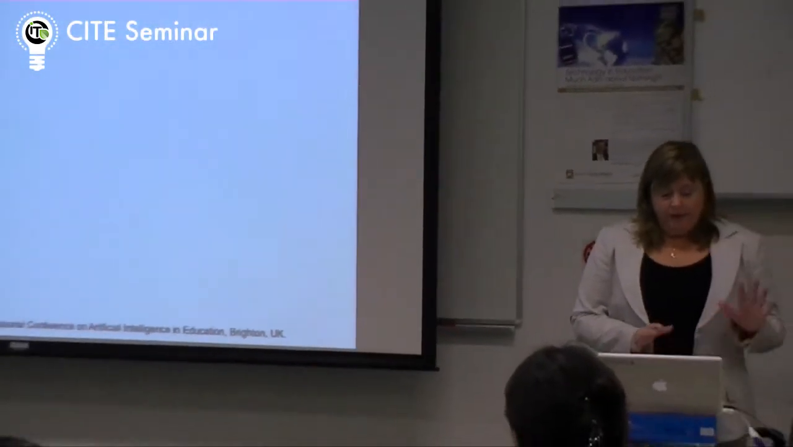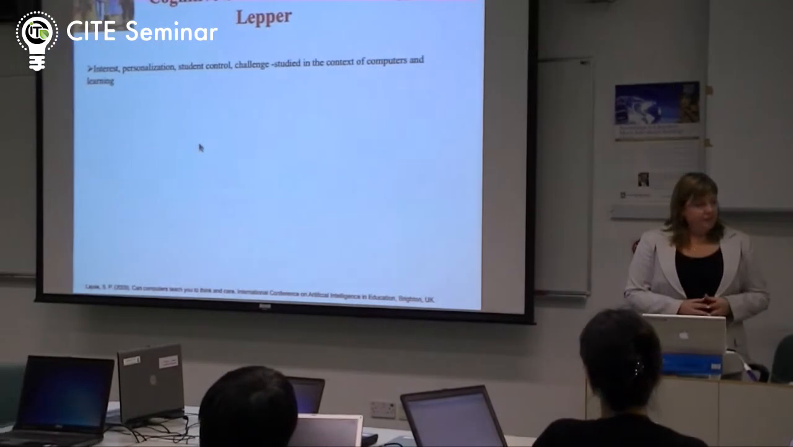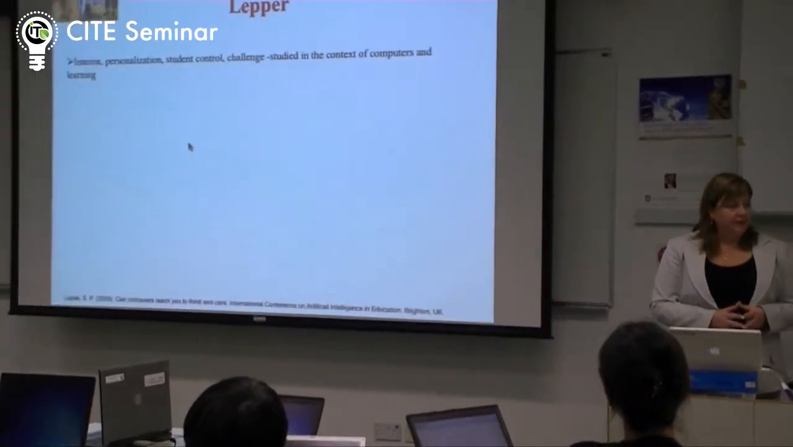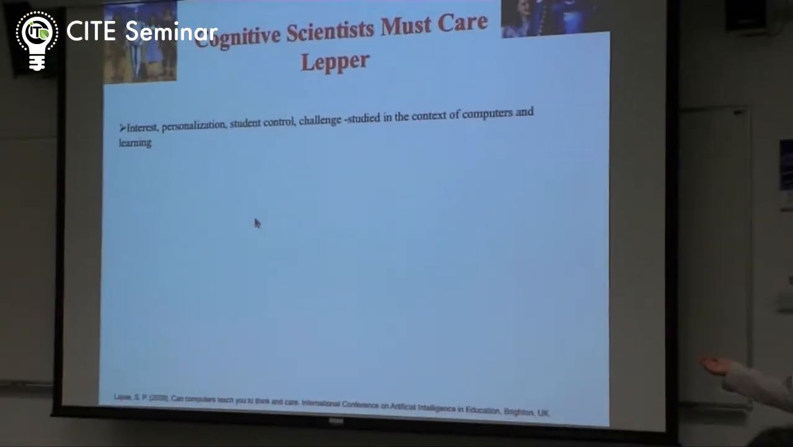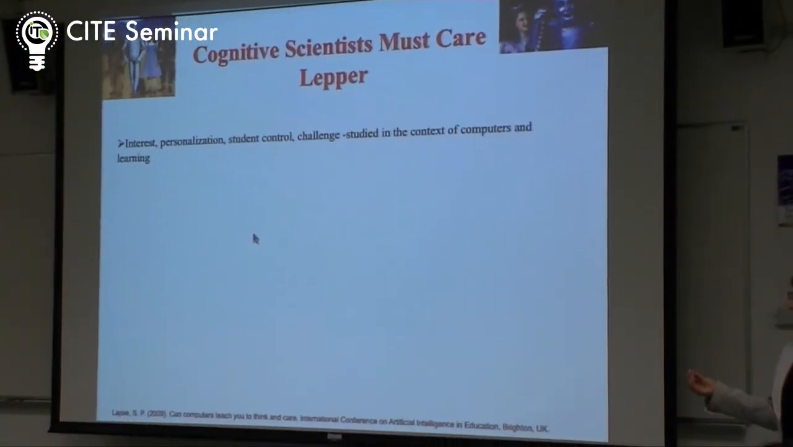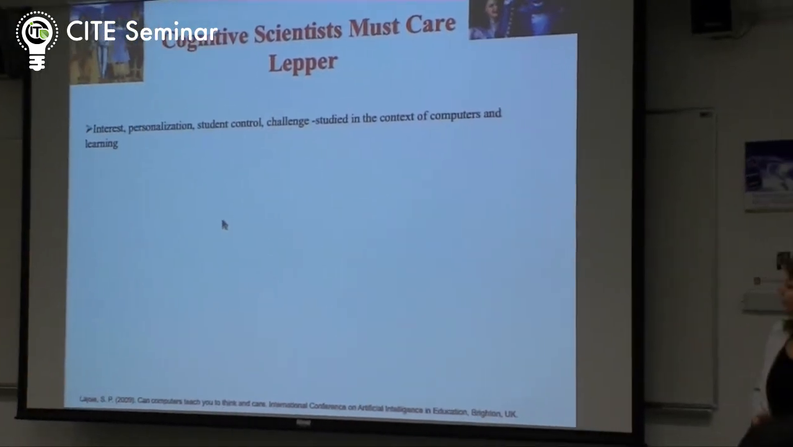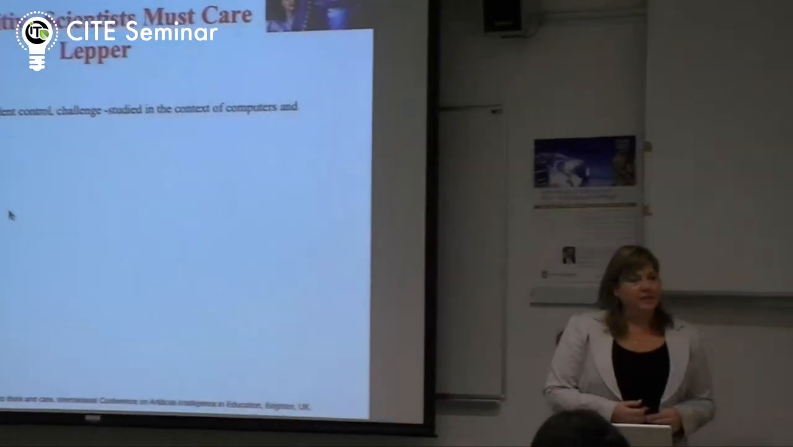And one of the things that he had been very focused on is looking at student interests in the context of choice in computer games, how you could personalize technology for the personal needs of the individuals, providing some student control of the learning situation, and providing optimal challenges in the context of using technology. So that all of these things taken together could be studied using technology to see whether all of these aspects would improve the learning situation.